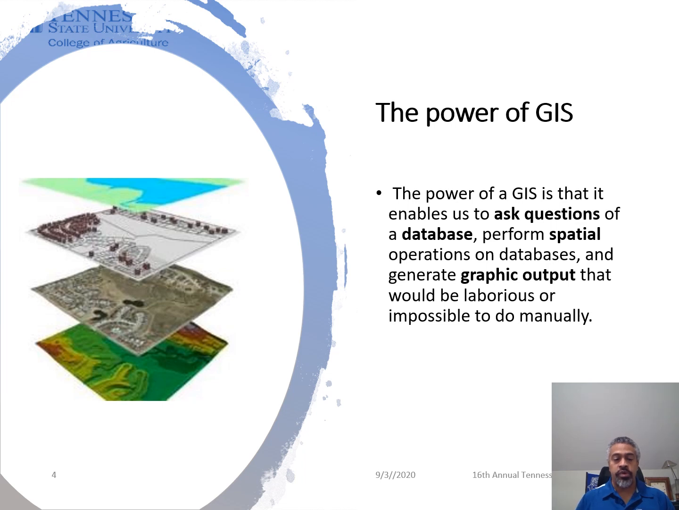GIS is pretty powerful because it allows us to ask those questions that we just talked about, but to ask those questions using a database that we develop with layers of data, layers of information. And then we perform spatial operations on that data to generate some type of geographic output or graphic output, like a map. And sometimes it can be pretty tough to do manually if we had a bunch of paper maps, but we can do that digitally with not too many issues.